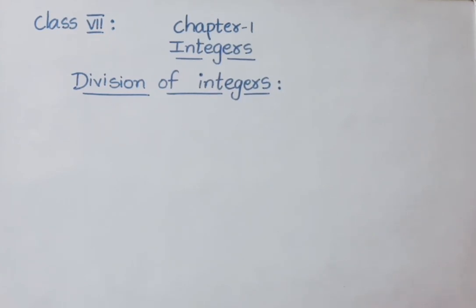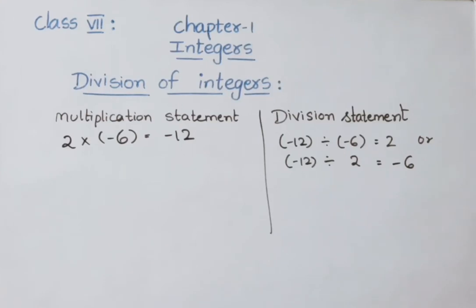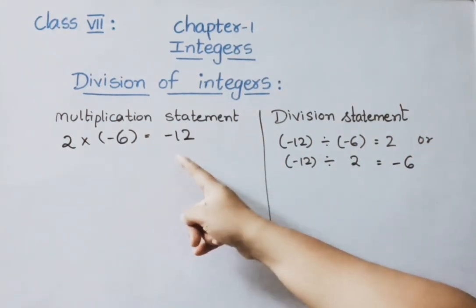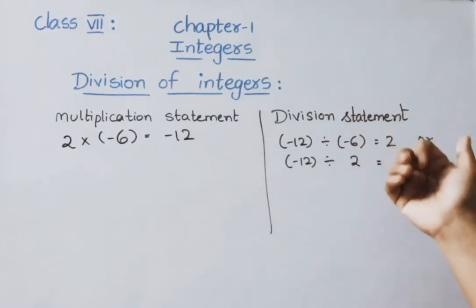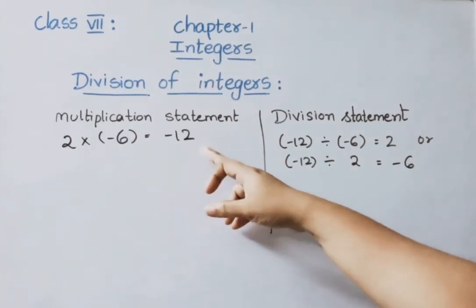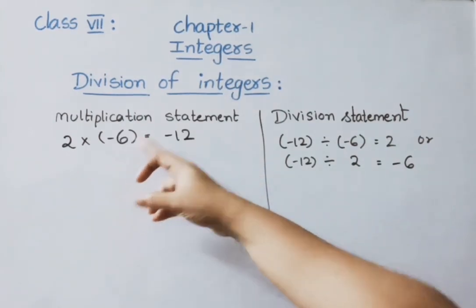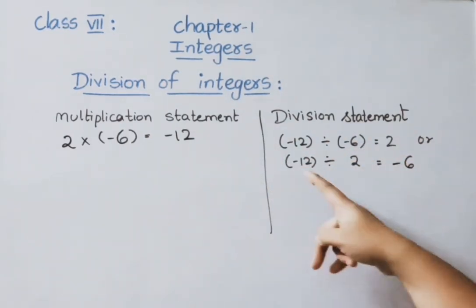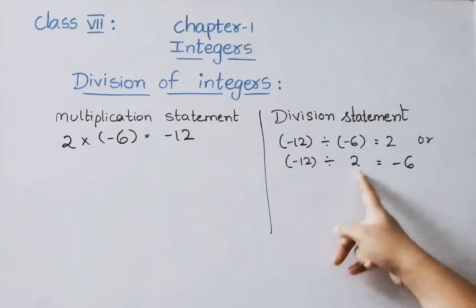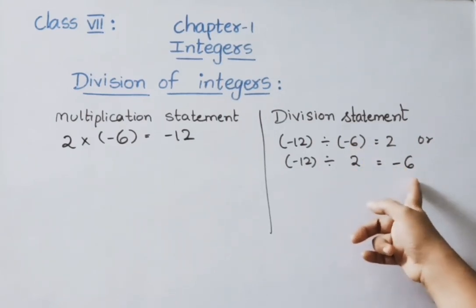Today I am going to explain chapter 1, integers, division of integers. See, division is an inverse operation of multiplication. Let us see the multiplication statement: 2 into minus 6 equals minus 12. So we can write this as division statements. Let us see that minus 12 divided by minus 6 equals 2, or minus 12 divided by 2, we get the answer minus 6.